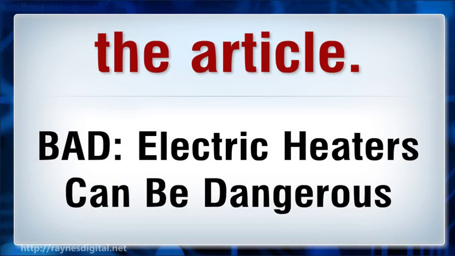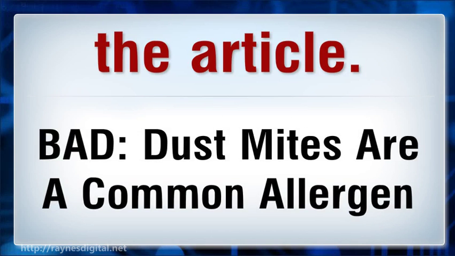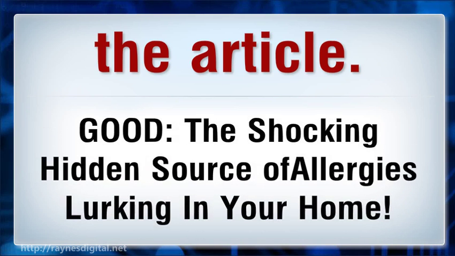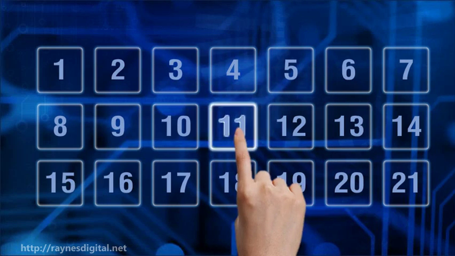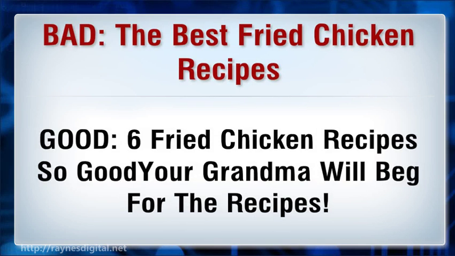Bad: electric heaters can be dangerous. Good: 15 alarming ways electric heaters could kill your family. Bad: dust mites are a common allergen. Good: the shocking hidden source of allergies lurking in your home. Bad: the best fried chicken recipes. Good: 6 fried chicken recipes so good your grandma will beg for the recipes.